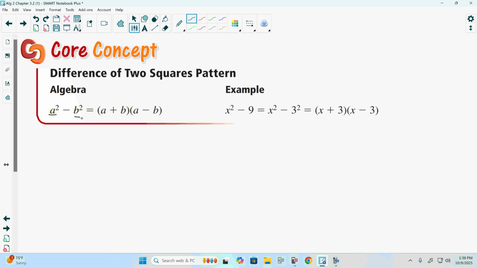So if we look at the example they gave us here, x squared minus 9, a in this case is going to be x, because x squared. Our b term that's being squared, so 9 is going to be 3 squared. A is x, b is 3. So we get x plus 3 times x minus 3.